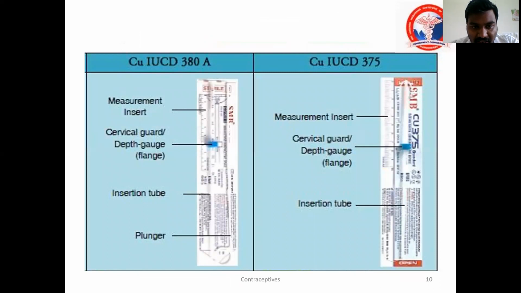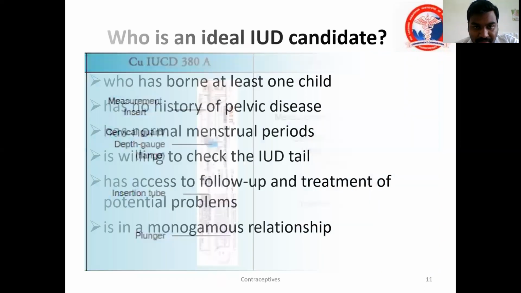In general, there will be a measurement insert. There will be a cervical gauge; that blue colored thing is called the cervical gauge. There will be an insertion tube and plunger. Once this IUD is inside the uterine cavity, the plunger will be pushed so that the horizontal arm will open and form a T shape. Then the plunger will be removed, followed by the insertion tube, so that the IUD will be in place. And the patient should be motivated to check the thread.